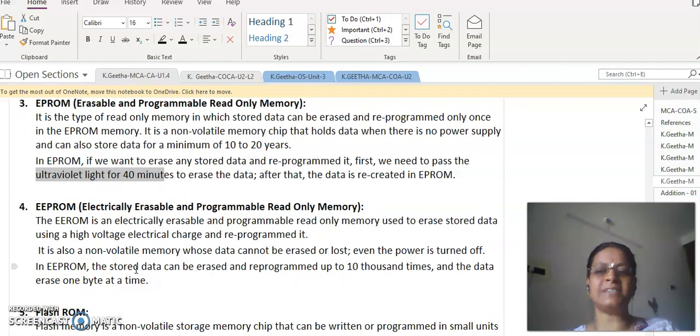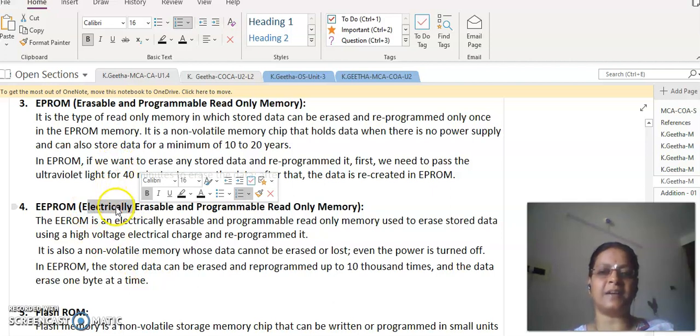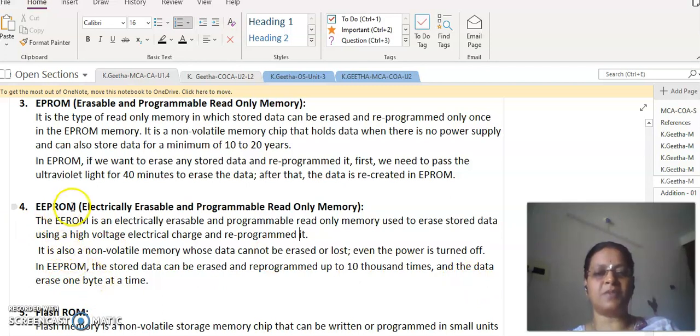Next comes electrically erasable. In the previous case, we discussed an ultraviolet erasable memory, whereas here it is an electrically erasable type of memory. Here it is also non-volatile, and the data cannot be erased even if the power is off. But if we want to erase it and reprogram it, we can erase it by applying electrical energy. So the stored data can be erased, though we will not do this very often, and it can be reprogrammed any number of times. The data will be erased only one byte at a time, byte by byte. So the content is erased by means of an electrical signal, whereas in the previous case the content is erased by exposing the chip to ultraviolet rays.